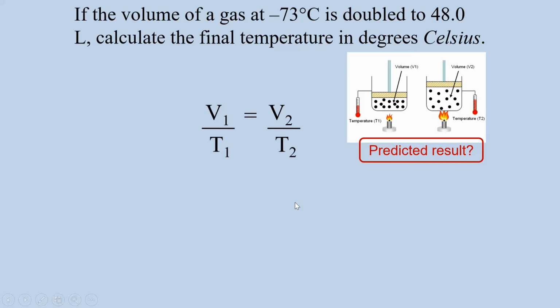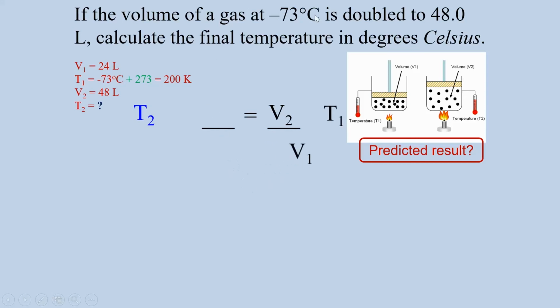So we're going to predict again. We start with a V1 of 24 liters. We got that because it says the volume is doubled to 48, so you have to do some reasoning there to figure out 48 divided by 2 is 24. T1 is negative 73 degrees Celsius plus 273 to make it Kelvin. Always make it Kelvin. Really going to emphasize that. And then you're going to make it 200 Kelvin. Our V2 is 48 liters. And then we have to find out the second temperature.